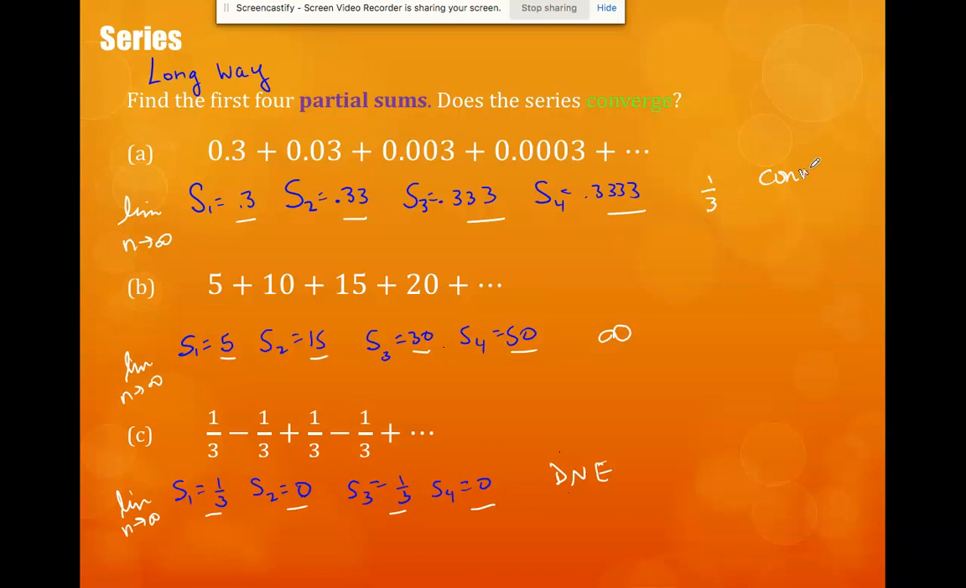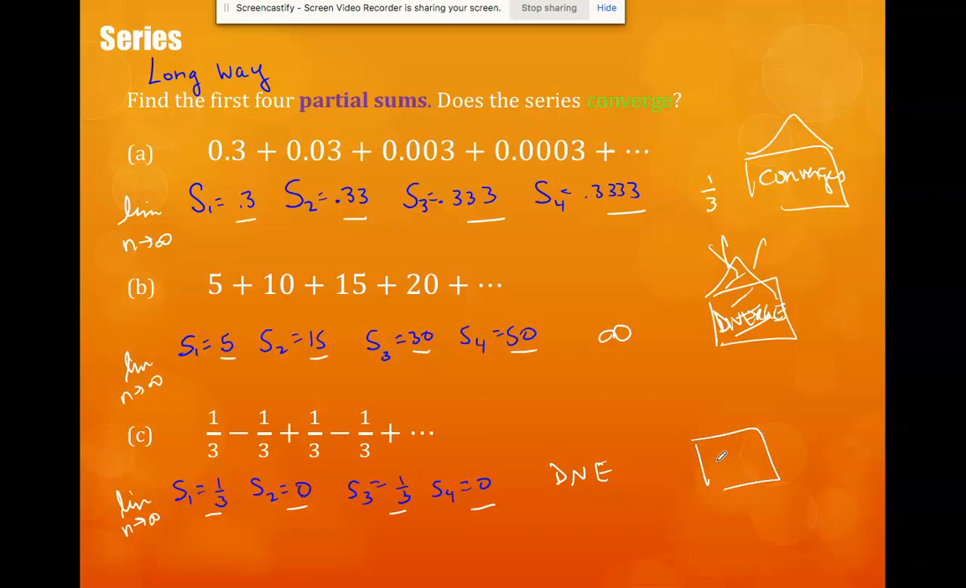So this series converges, stays in the house. This one goes out the house, diverges. This one we say diverges as well. It doesn't really bust out the house as much as it just doesn't do either, right? You have a third and then you have a third and then you have 0 and then you have a third and then you have 0 and then you have a third, right? You don't go anywhere.